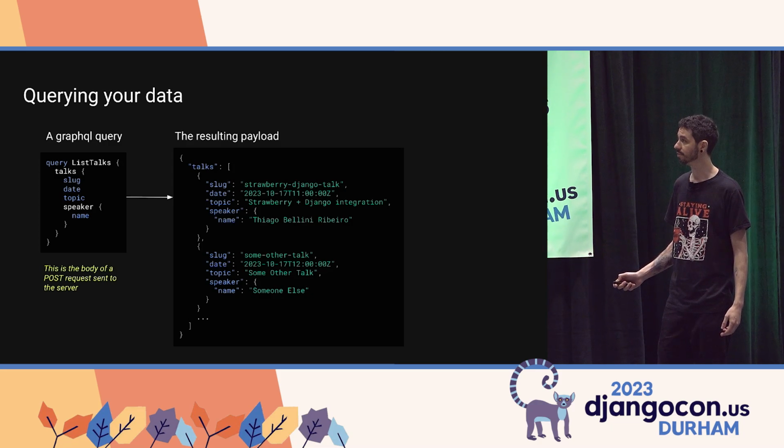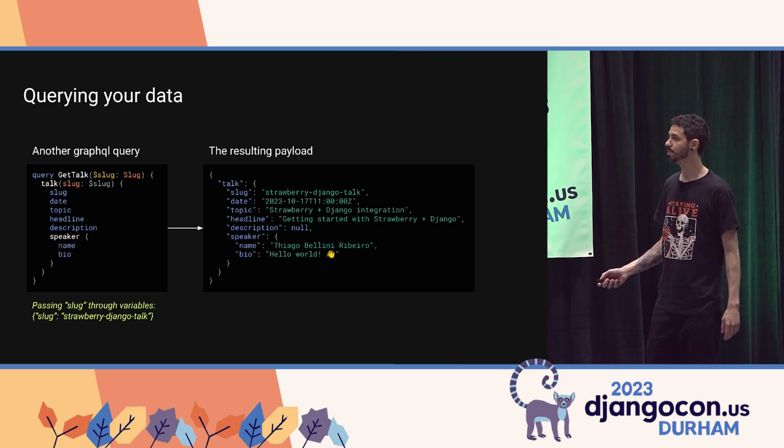And an example of the resulting payload would be something like this. So I have the talks, the name of the query that I have here, and inside it, I have an array, and each object is a talk, and the Strawberry API, the GraphQL API ensures that the types here will match the ones that are exposed in my schema.